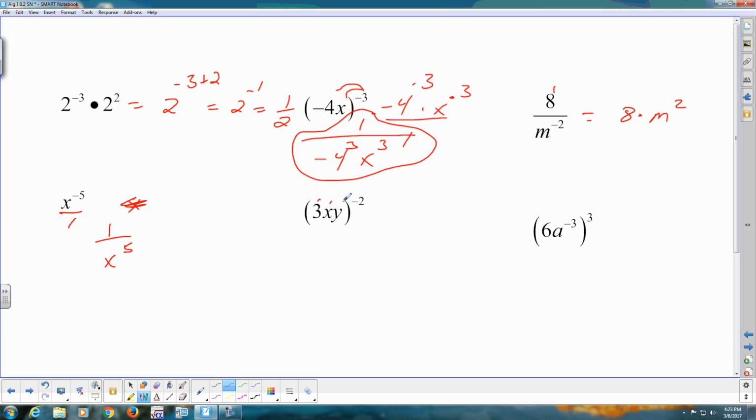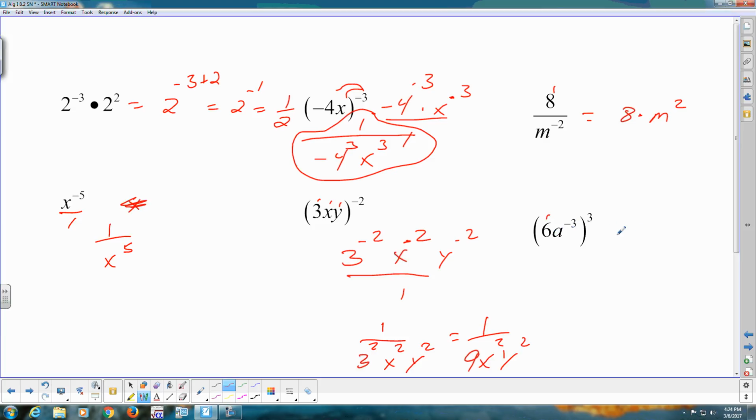If you want to, you can distribute this in. 3 to the negative 2, x to the negative 2, y to the negative 2. They all have a negative exponent, and they're in the numerator. So move them to the denominator. 3 squared, x squared, y squared. You're welcome to leave it as 3 squared. If you really want to get crazy, you can go 9x squared, y squared. Okay?